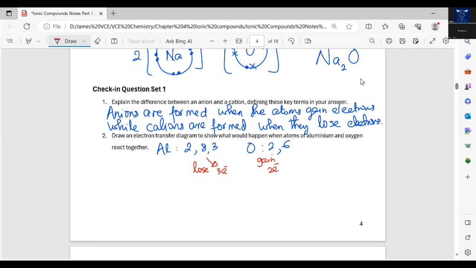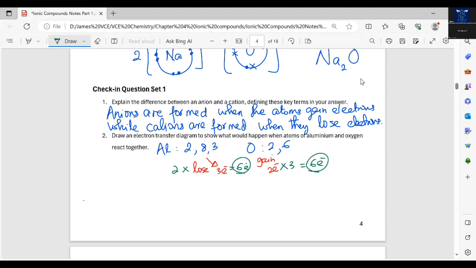So how are you going to match this? How many aluminum will you need? How many oxygen will you need? Yeah, 2 aluminum, because we try to find the common multiple. So in this case, this one times 2 and this one times 3, because the total number that you're going to lose is 6 electrons and here will also be 6 electrons. So these two should be the same, so we try to find a common multiple.